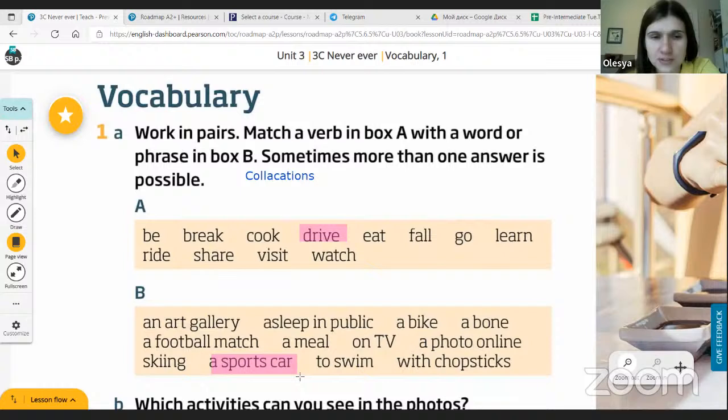Fall in love — это влюбиться, но здесь нет love, я просто вспомнила. А еще может быть что-то другое с fall. Yeah. Fall in love is a good phrase. I like this phrase. Yes, me too.